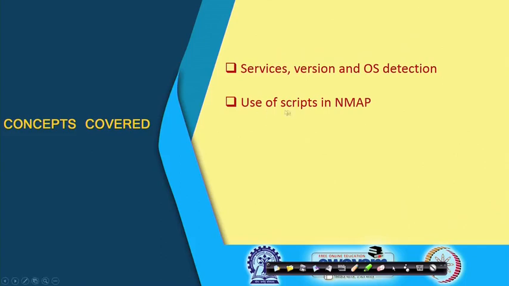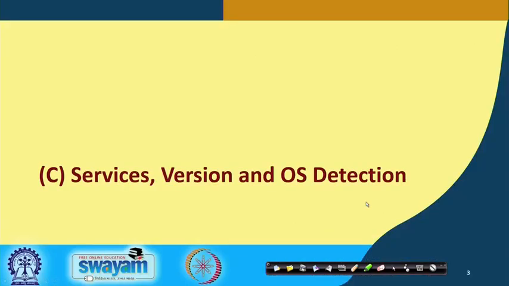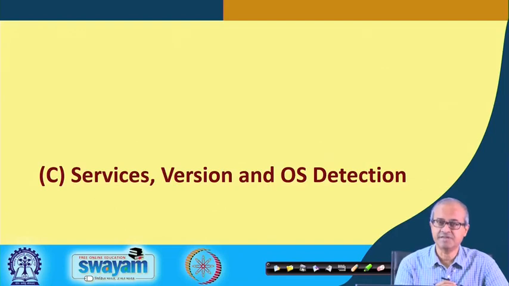We shall be looking at how to use the so called NMAP scripts, and lastly we shall be looking at some of the very common example options that we typically use in NMAP. So, the first thing we talk about is how to detect services, version and the type of operating system that is running on a machine.